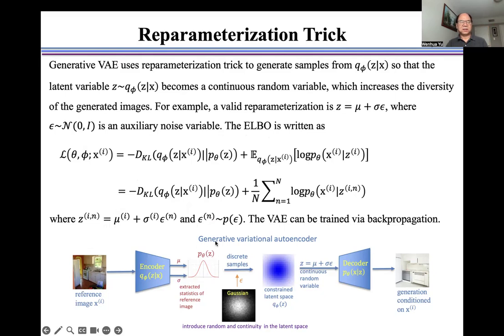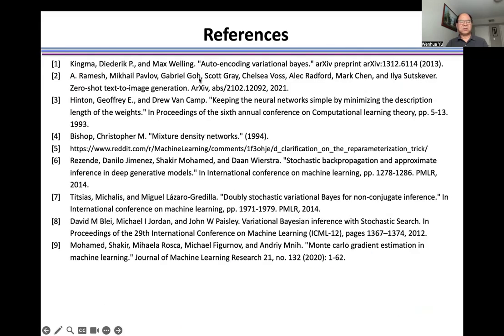As shown here, this is the generative variational autoencoder, this is the reference image, and this is the generation conditioned on the reference image X i, this encoder, and this decoder. Here we use this Gaussian distribution for the reparameterization trick to generate this Z, which is a continuous random variable. For more details, please check these references.